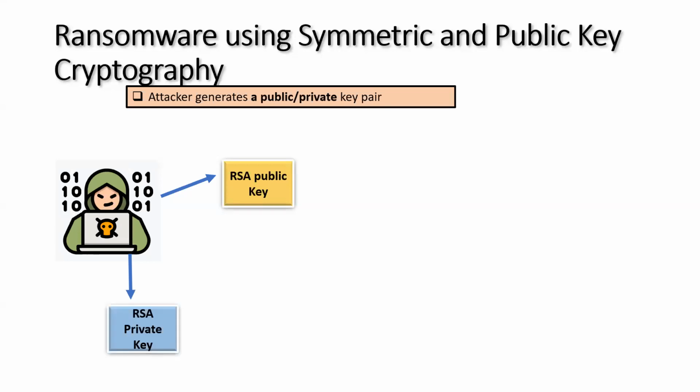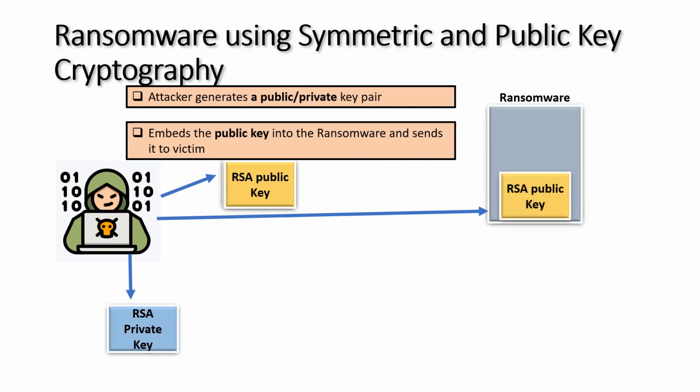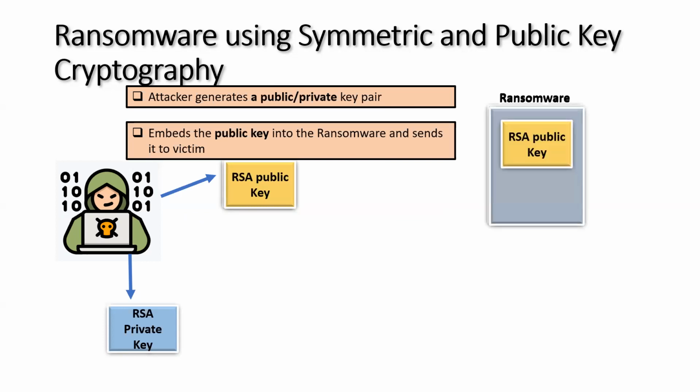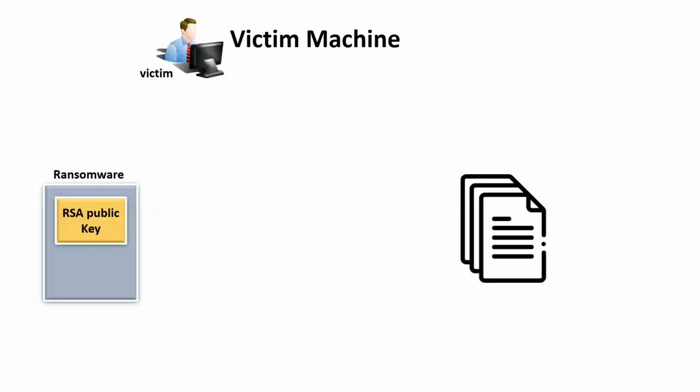So the attacker generates a public and private key pair using public key cryptography technique. And after that, the attacker embeds the public key into the ransomware and then sends the ransomware to the victim machine. Now, on the victim machine, the ransomware has reached the victim machine and has a public key embedded into it.